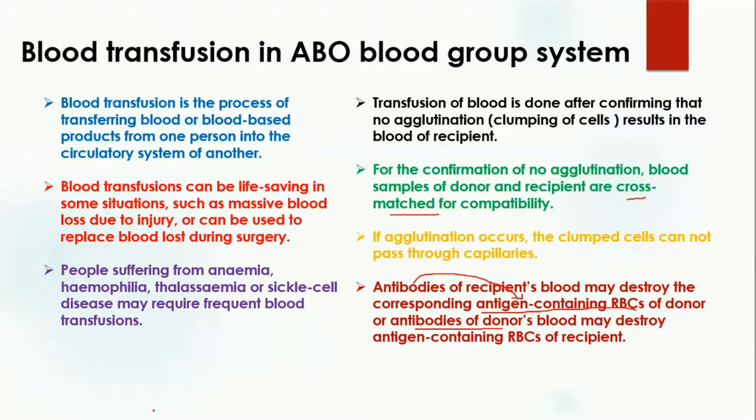For example, here is the donor, here is the recipient. The antibodies, here we can see Ab, will attack the Ag of the recipient. Ag is the antigen. Similarly, antibodies of the recipient can also attack the antigen of the donor. So in both ways, what will happen? Clumping or clotting or agglutination will take place, which is harmful for the person who is receiving the blood.